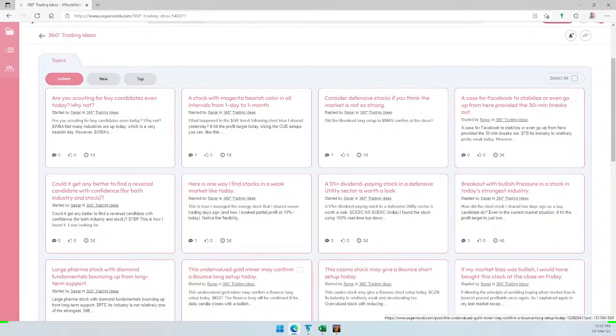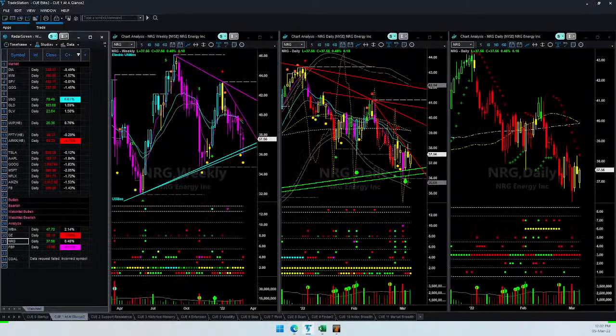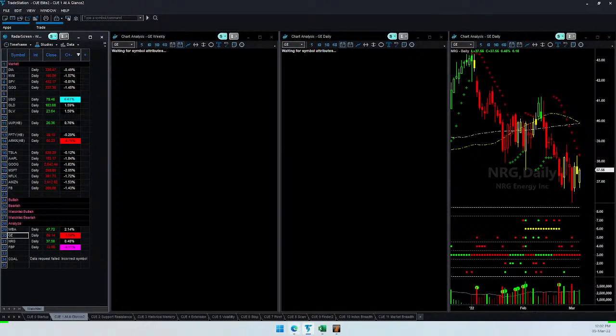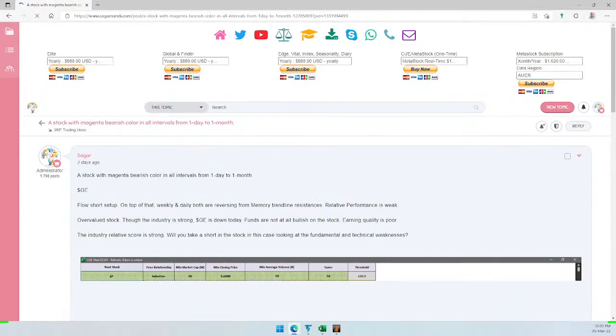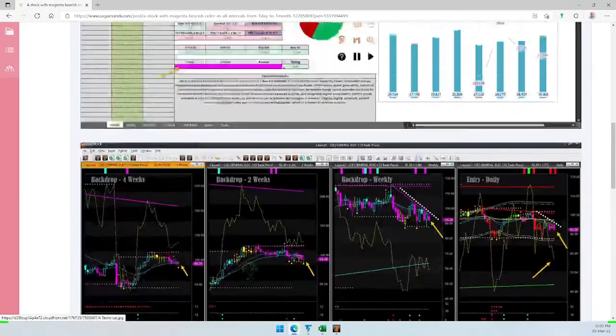Now let's look at all the trades I put here. General Electric. Let's look at the initial post. We are at 1 hour point. I'll go through a few more, I think 2 more trades, including this one. I shared it 2 days ago.